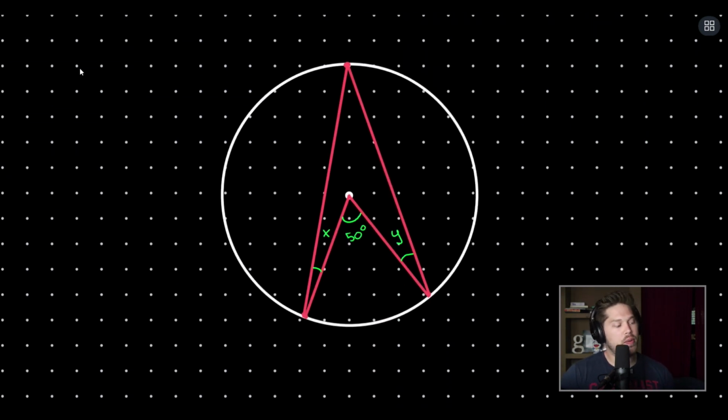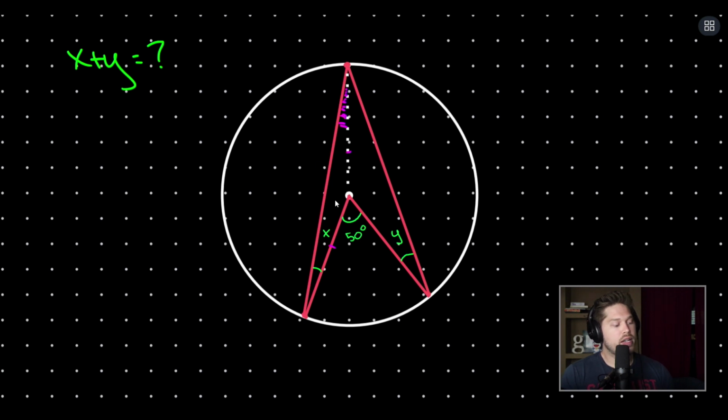Here in this question, I want you to tell me what is the value of x plus y. Here, I'll let you pause the video and see if you can solve this problem on your own. I'll give you a couple seconds. Okay, so for this problem, you need to draw in a radius to your other vertex, and then notice that you just created 2 isosceles triangles. Therefore, angle x is going to be congruent to this skinny angle up here.